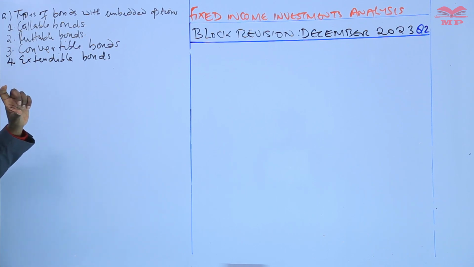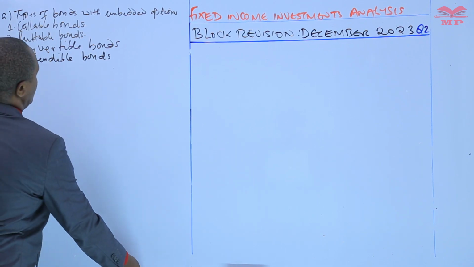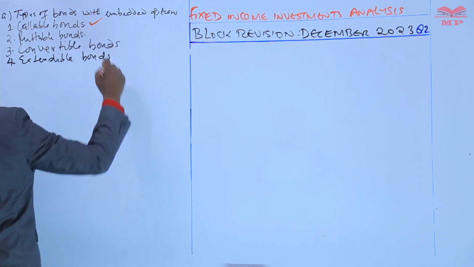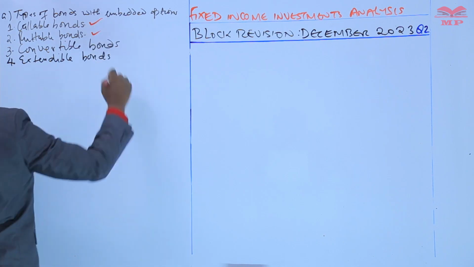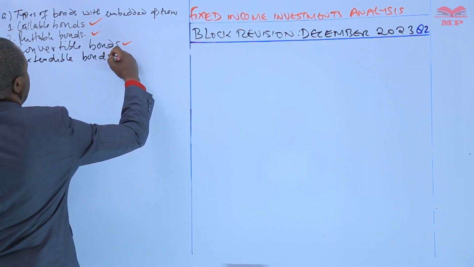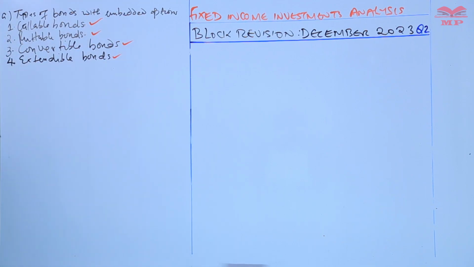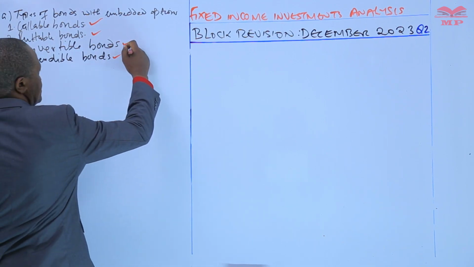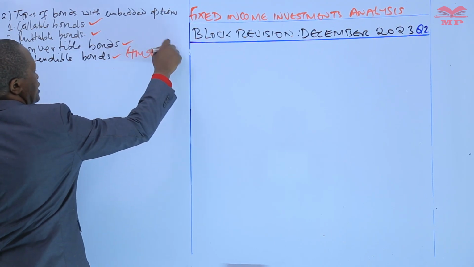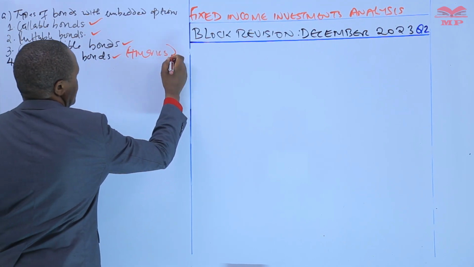So these are 4 types of bonds with embedded options. 1, callable bonds. 2, puttable bonds. 3, convertible bonds. 4, extendable bonds. 4 marks. Any 2 points will earn 4 marks.